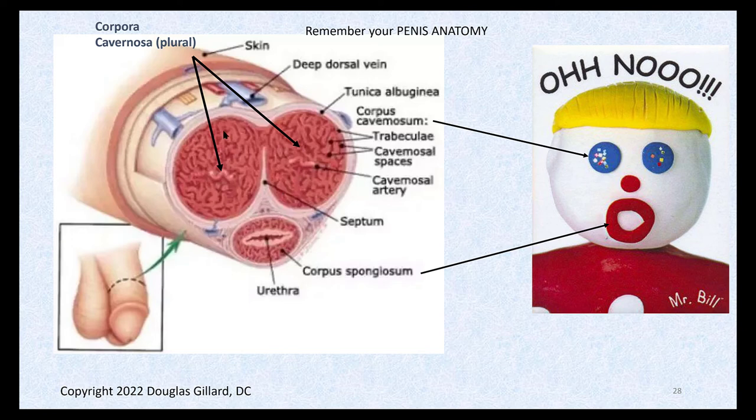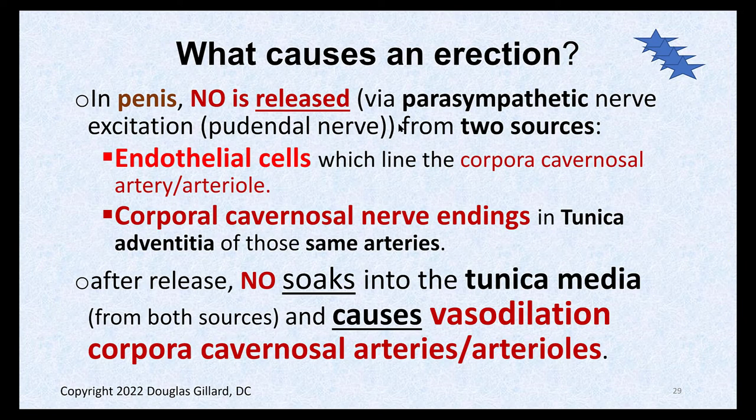And these, of course, are filled by a microcirculation of cavernosal arterioles and venules and capillaries, just like any tissue is. Okay, so what causes an erection? It's nitric oxide. So nitric oxide can be released via parasympathetic stimulation via the pudendal nerve, but nitric oxide is released from two sources. Of course, the endothelial cells, we already know that, specifically the corpora cavernosa artery and arterioles. And this one you don't know, the corpora cavernosa nerve endings can also release nitric oxide directly, and these live in the tunica media of these cavernosal vessels, and they can release nitric oxide, and it can soak immediately in to the tunica media.